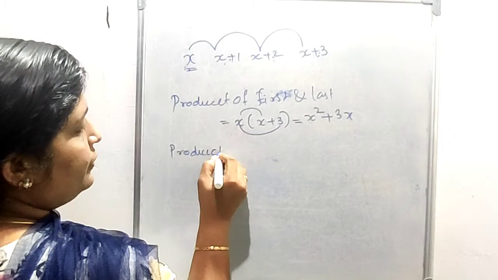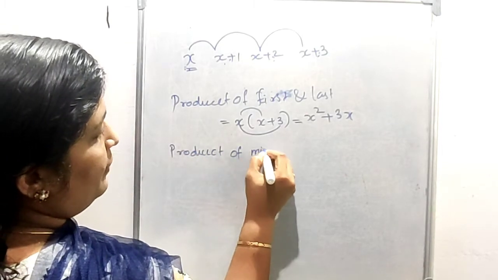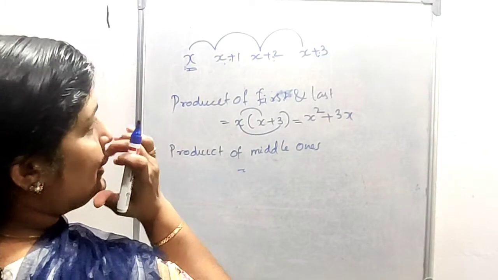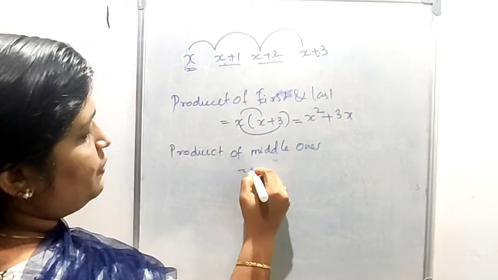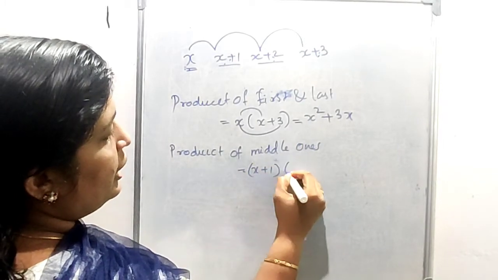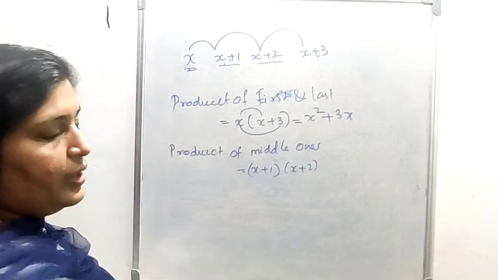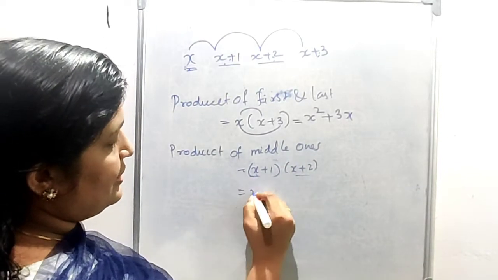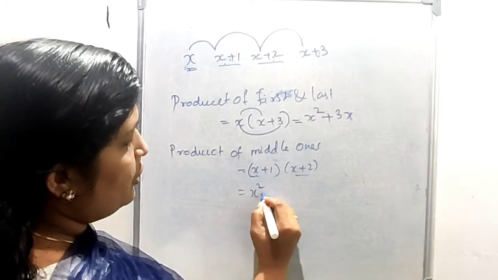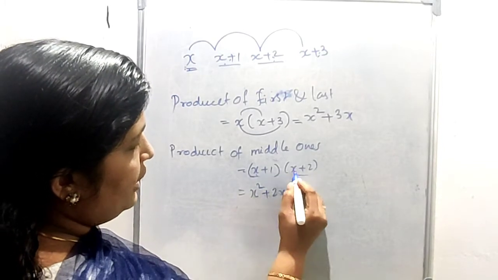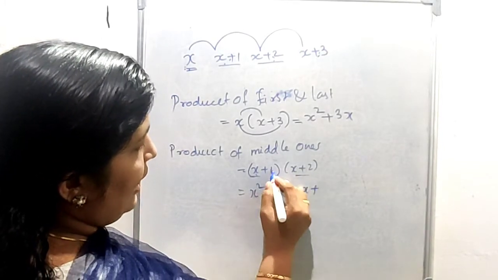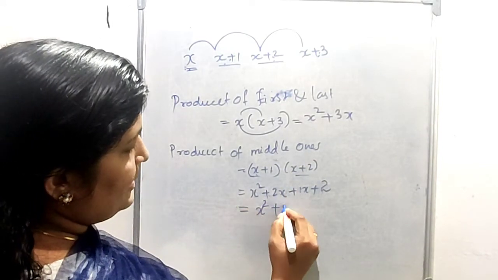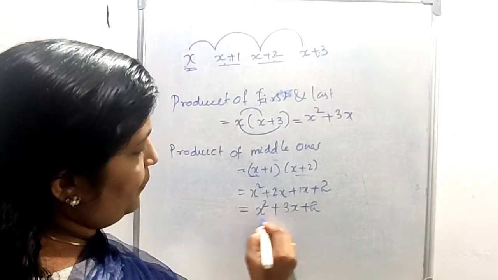Okay, then what about the product of the middle ones? Yes, product of the middle ones is equal to, yes, which are the numbers in the middle? x plus 1 and x plus 2. So, x plus 1 into x plus 2. Using the second identity, here I am going to expand, that is x into x is equal to x square, x into 2 is equal to 2x, 1 into x is equal to 1x, and 1 into 2 is equal to 2. So that is equal to x square plus 3x plus 2.